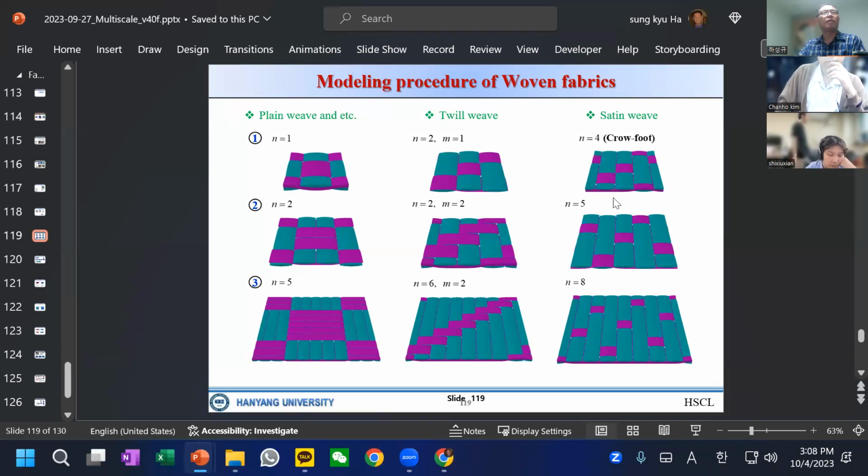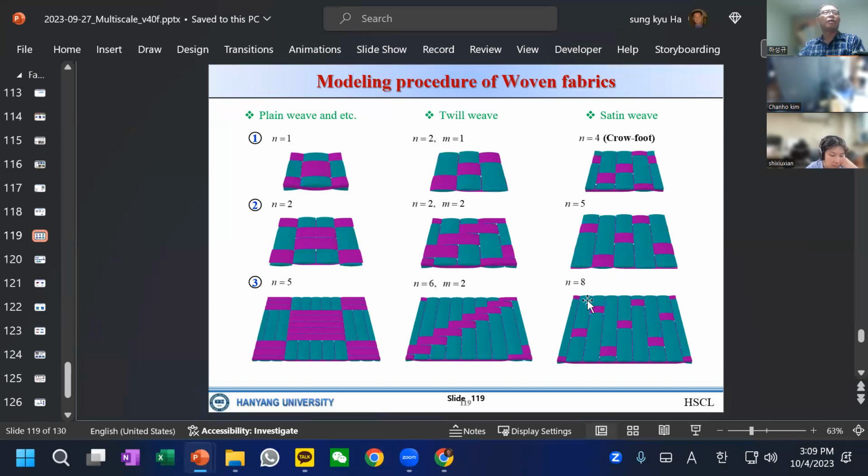And there are many different types. The most typical one is the plain weave, just a simple zigzag, and the twill weave. It's hard to explain by words, but this is one of the woven fabrics called twill weave, and then satin weave. So depending on how they are woven, there is a special name for that.